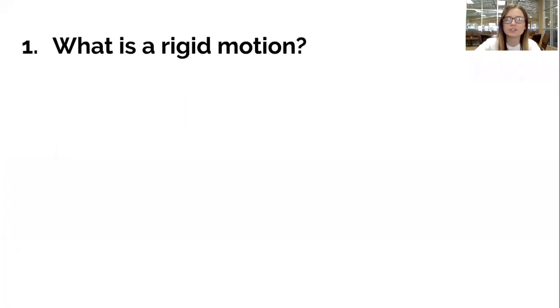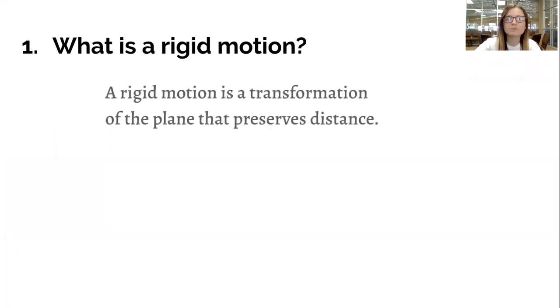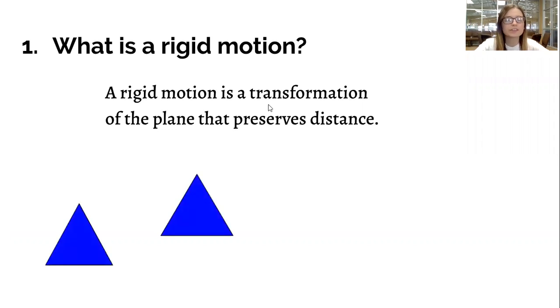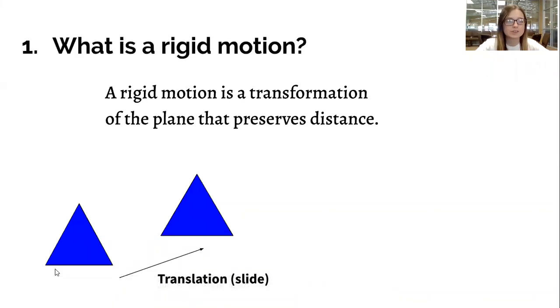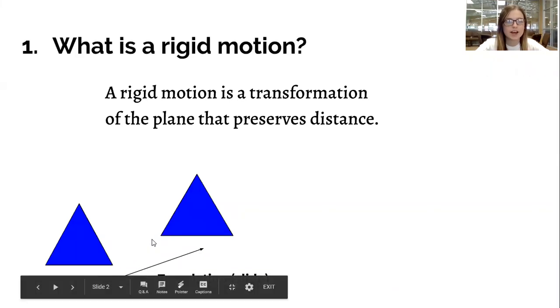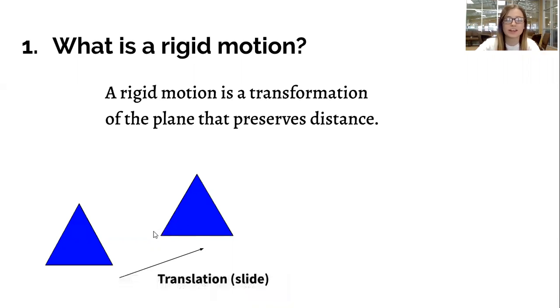What is a rigid motion? Well, a rigid motion is a transformation of the plane that preserves distance. Now, there are a few different kinds of rigid motions, but we are just going to talk about 2 of them for this question. So this transformation is called a translation or a slide. You see how this triangle slides up here and is now right here. So it is called a translation or a slide.